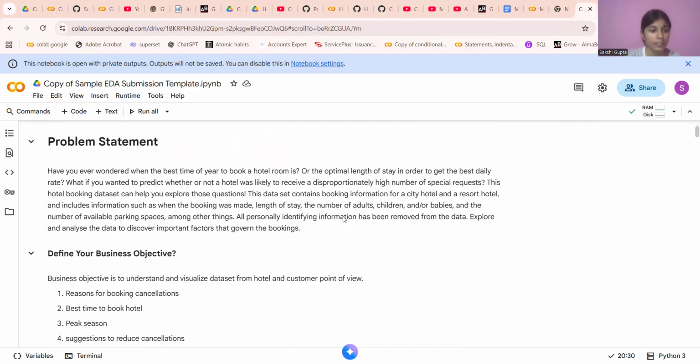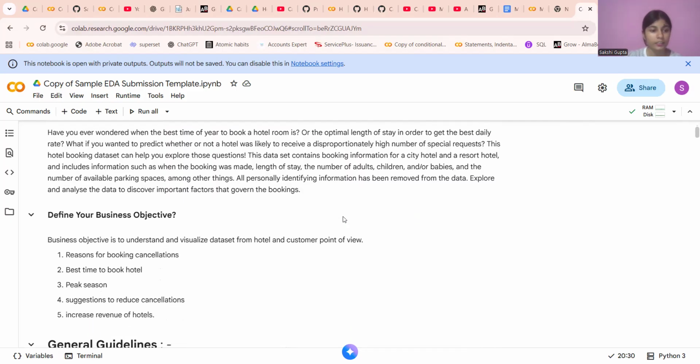Problem statement. Have you ever wondered when the best time of year to book a hotel room is, or the optimal length of stay in order to get the best daily rate? What if you want to predict whether or not a hotel was likely to receive a high number of special requests? This hotel booking dataset can help you to explore those questions.